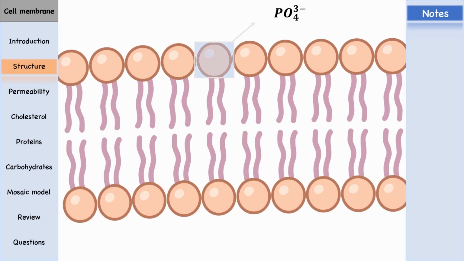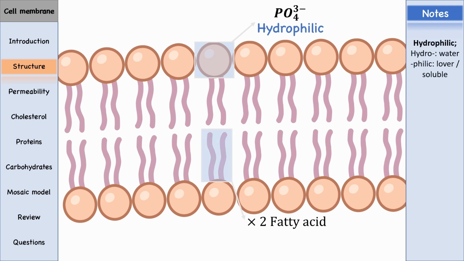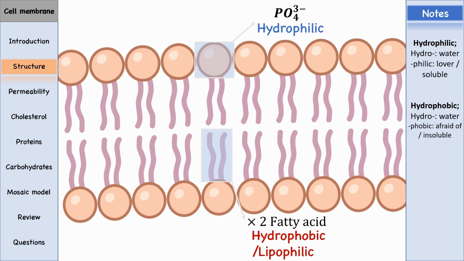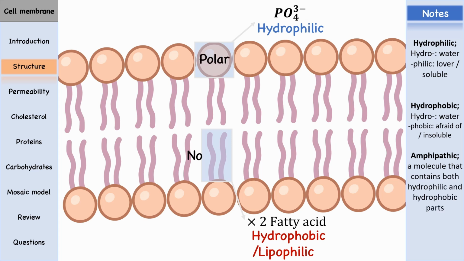Since the phosphate group is charged, the head part is water-soluble or hydrophilic. And fatty acids, on the contrary, make the tail part insoluble in water or hydrophobic. But at the same time, they are soluble in lipids, and we call them lipophilic. Since the phospholipid has a hydrophobic part and a hydrophilic part, we call it amphipathic. The head of the phospholipid is polar and the tail is nonpolar.